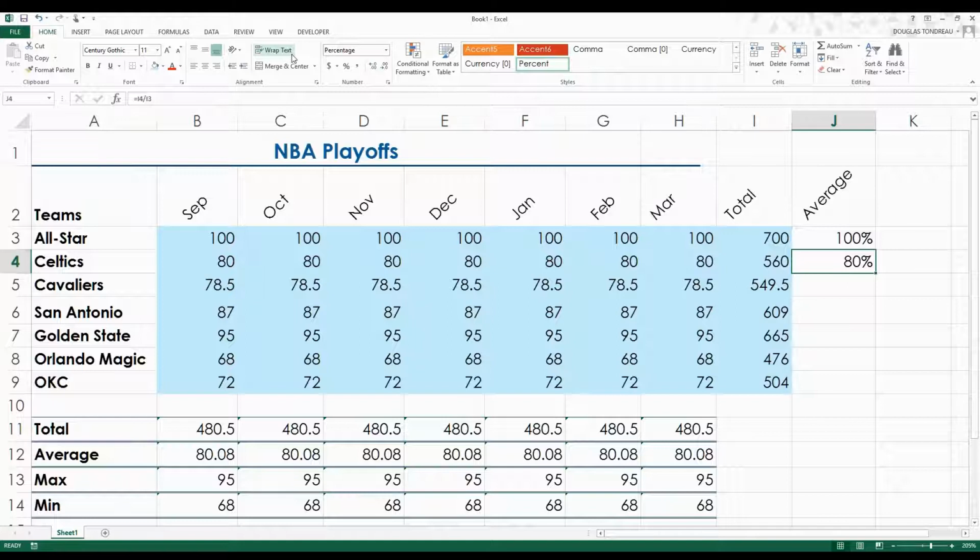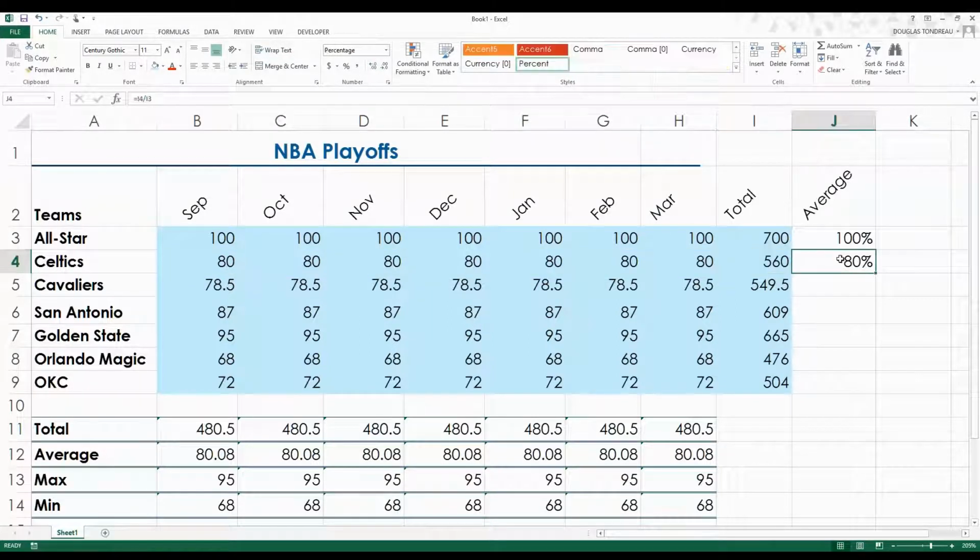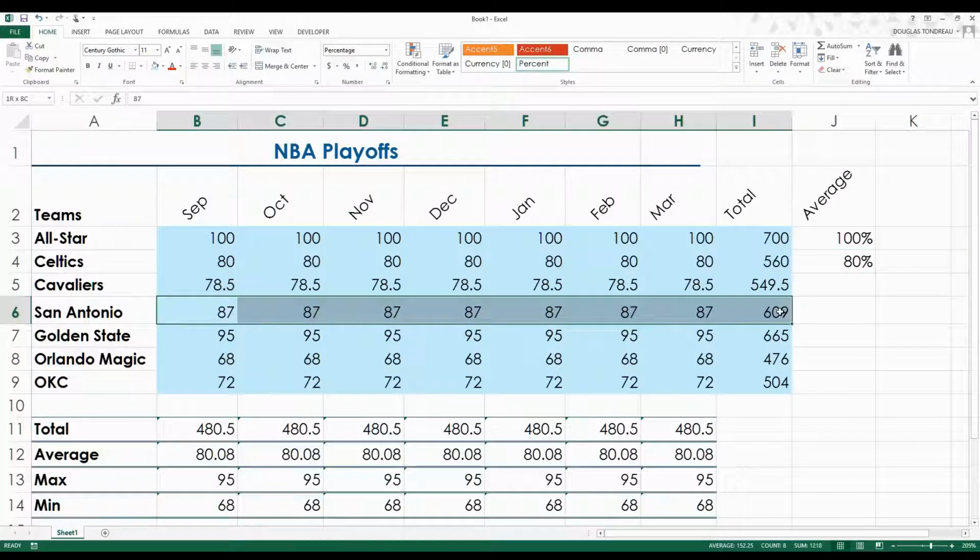But let's watch what happens when I try to get the percentage for Cavaliers, San Antonio, Golden State, Orlando, etc. It's very clear. Celtics won 80% of their games. Their total is 560. They've averaged 80% of wins throughout the season. San Antonio, 87, right? Golden State, 95.